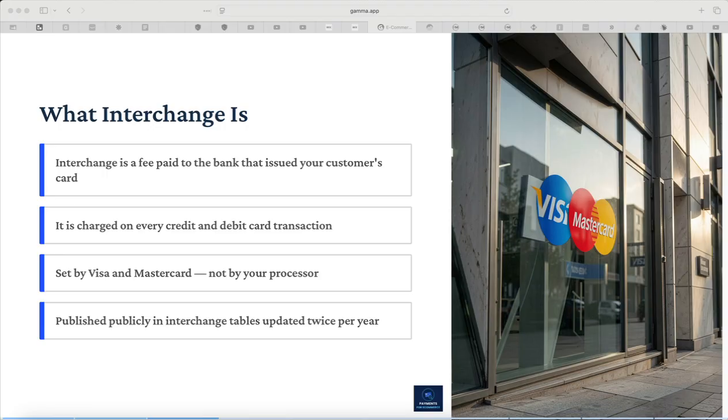Every single time a customer swipes, taps, or enters their card number on your checkout page, that issuing bank collects an interchange fee. The rates are set by Visa and Mastercard, not by your processor, and they are published publicly twice a year in what are called interchange tables. Your processor did not invent these fees and cannot change them. They are a fixed cost of accepting cards.